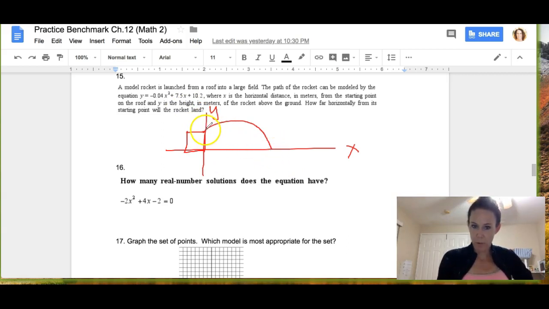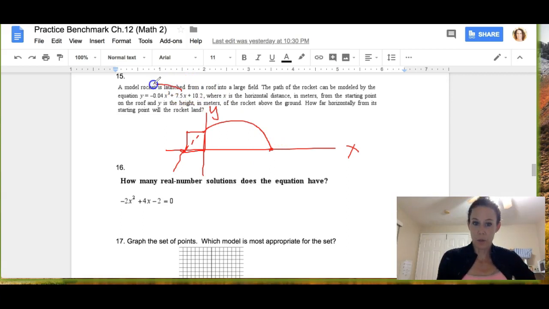Now if this was a full parabola, it would have some negative points too, here, and then a positive point here on the x-axis. It would have 2 points. But since we're starting from the roof, we're shooting up and down, we're really only looking for this positive solution. That's how far horizontally from its starting point it would land. We don't care about this back part of the parabola. So we really just need to solve this and figure out its solutions or its zeros. Where does it touch the x-axis, or where is y 0?